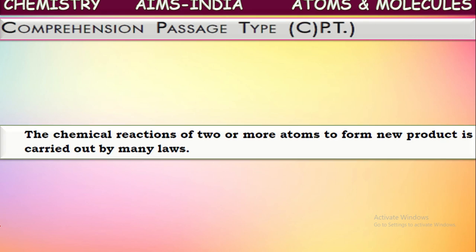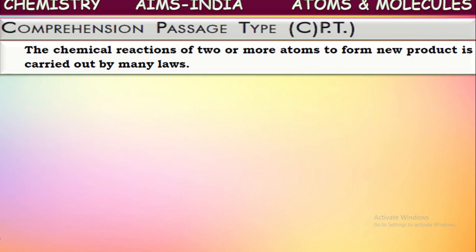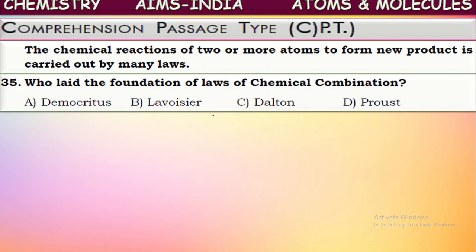comprehension paragraph. Let us see the paragraph given. The chemical reactions of two or more atoms to form new products are carried out by many laws. Yes, the chemical combinations are carried out by many laws. We have studied in the earlier classes. So based upon these chemical laws, some questions they are going to give here. See the first one. Who laid the foundation of law of chemical combinations? So he was Antoine Lavoisier. He gave the law of conservation of mass first.